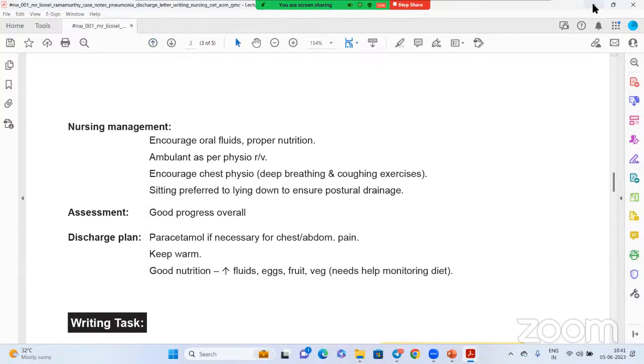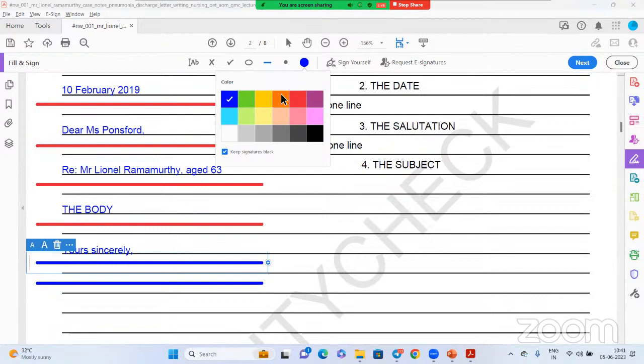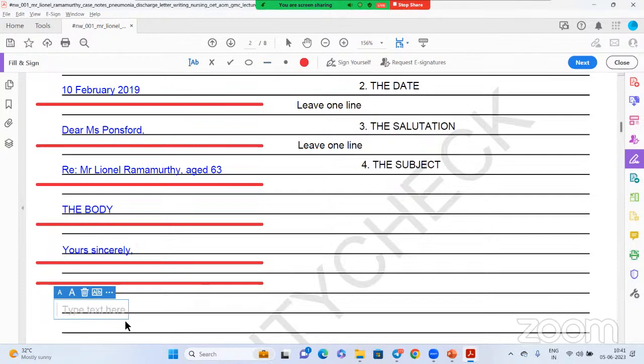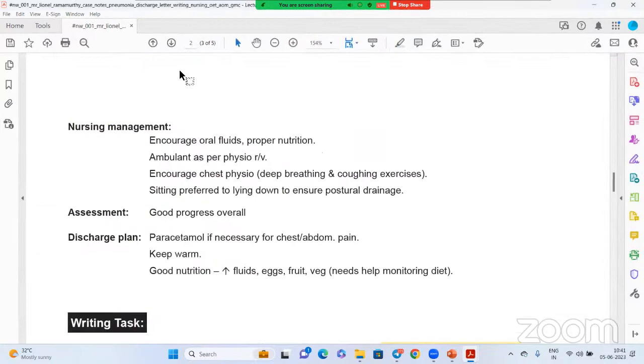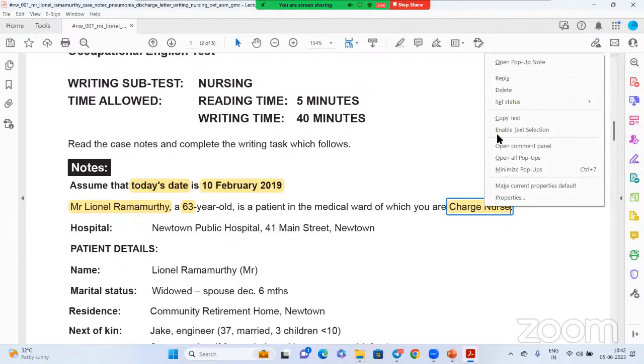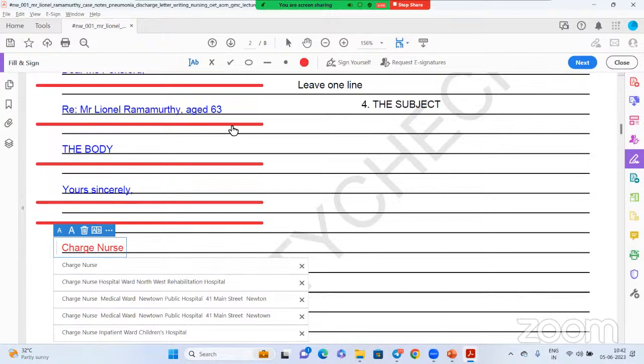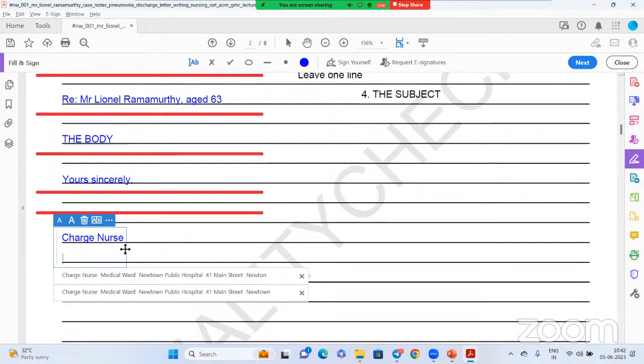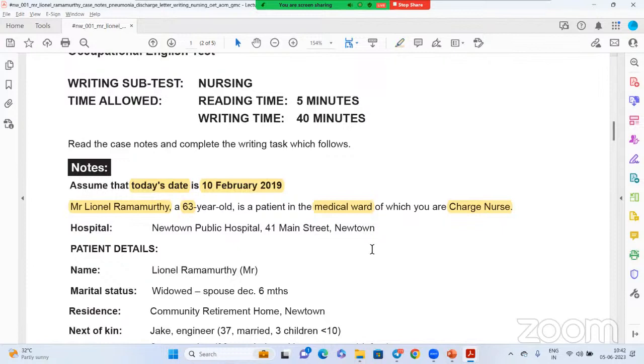Then next, you will write the address. You'll write your address. What is your address? Now let us see. Your address is here. Go to the beginning and see here. Okay, you are the charge nurse. You are the charge nurse. This is a part of your address. Charge nurse. You're a charge nurse. And then, second line, you are in the medical ward. You are in the medical ward.